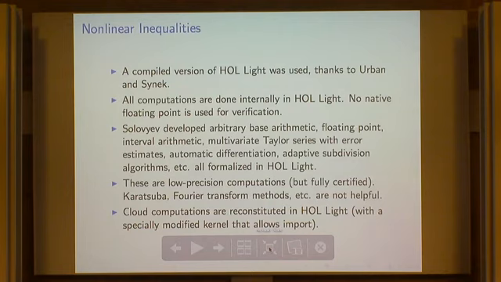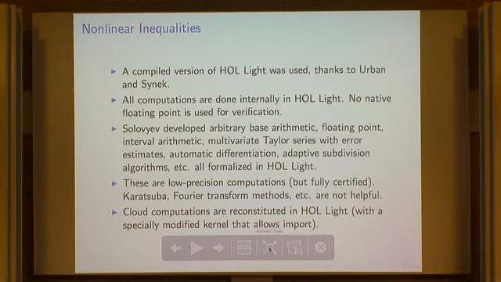So we used a compiled version of HOL Light. Usually it's just interpreted, but we needed the speed. All computations are done internally in HOL Light, so that means no native floating point arithmetic is used. It's all implemented in the logic. So this was a large part of Solovyev's thesis.